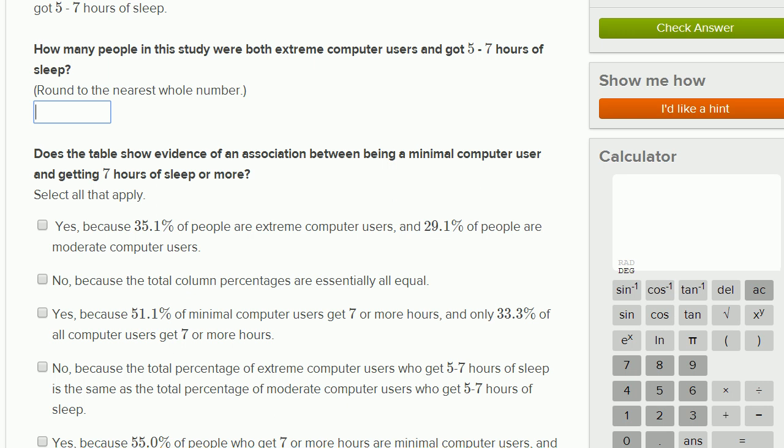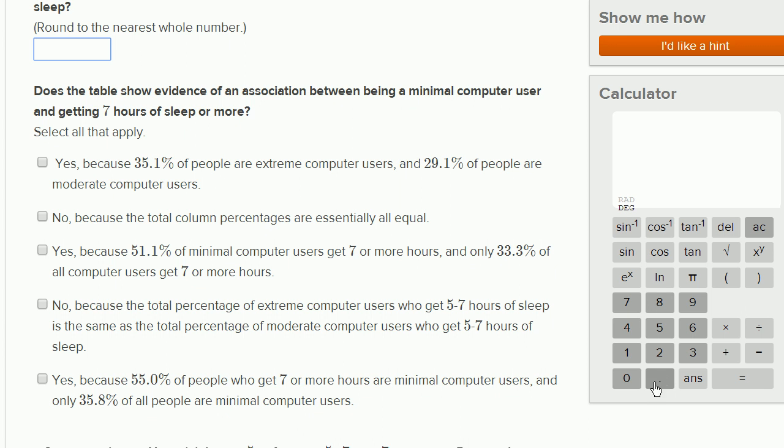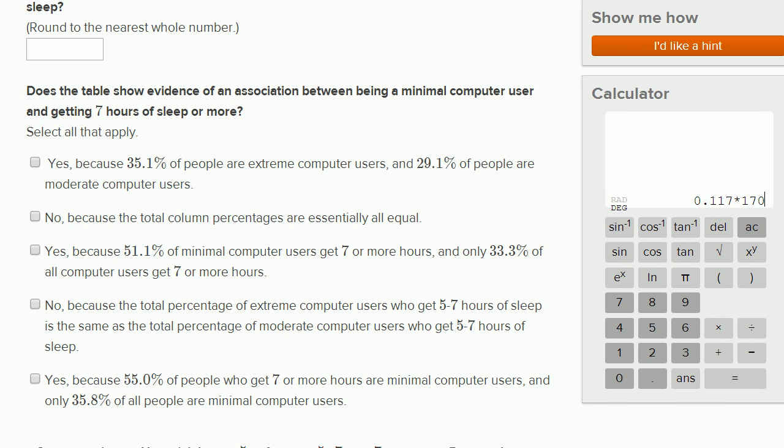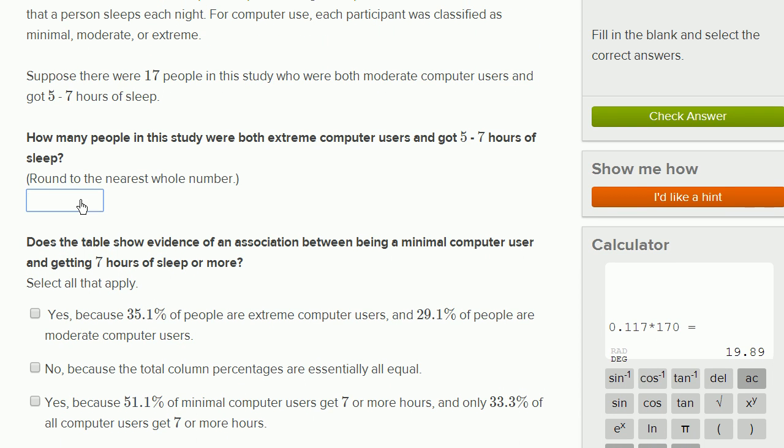So let's go back over here. We actually have a little calculator tool here. So it's 11.7%, which is 0.117 times 170. Let me make sure that you can see what I'm doing by scrolling over a little bit. 0.117 times 170 is equal to 19.89. So if we're rounding to the nearest whole number, that's going to be 20 people. And then they are going to ask us some questions.